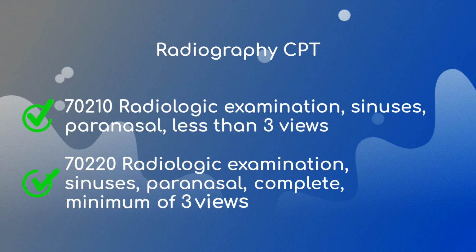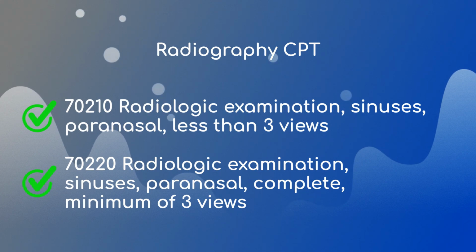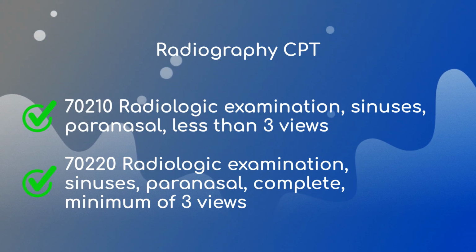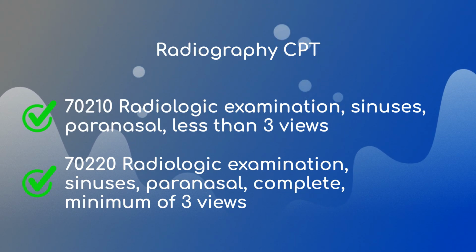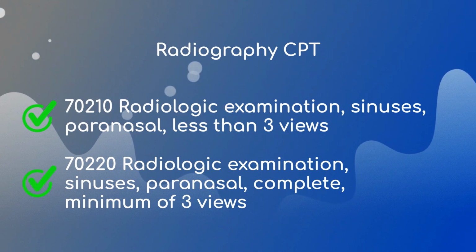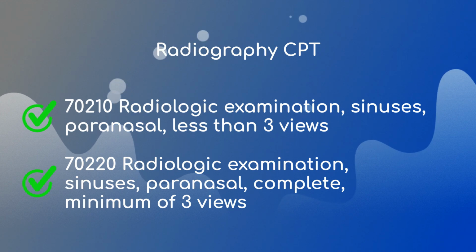Let's begin. When coding for sinus radiographic exams, two primary CPT codes are used. 70210, radiologic examination, sinuses, paranasal, less than 3 views. This is typically used when only 1 or 2 sinus views are taken. 70220, radiologic examination, sinuses, paranasal, complete, minimum of 3 views. Assign this code when the imaging includes 3 or more standard sinus views.